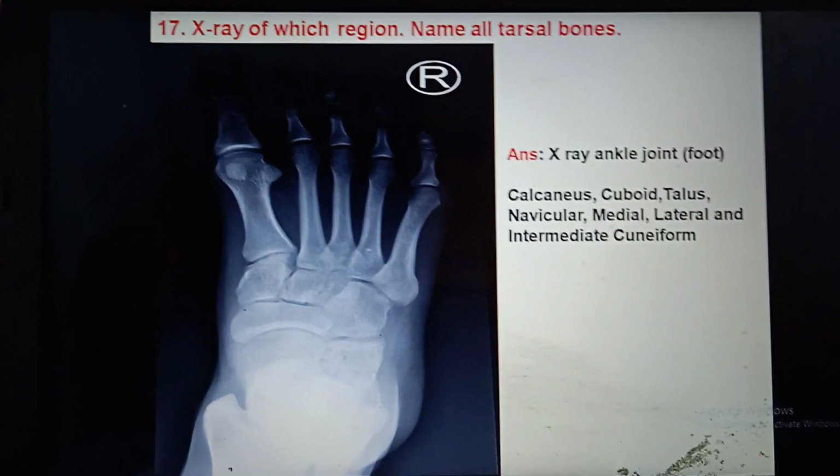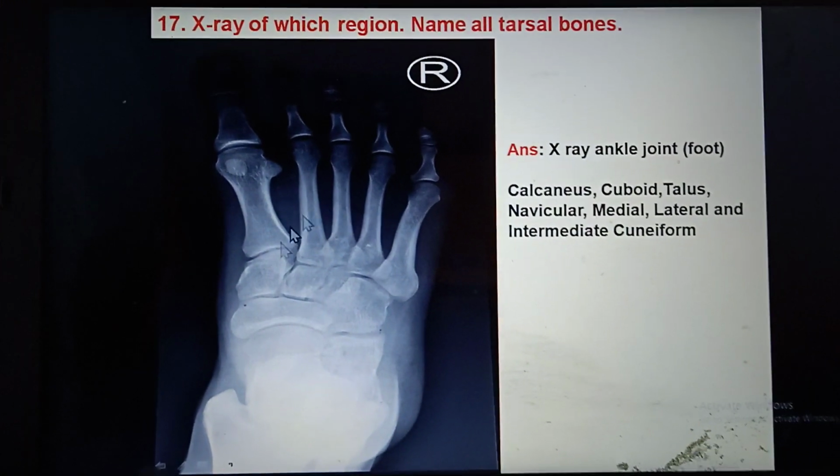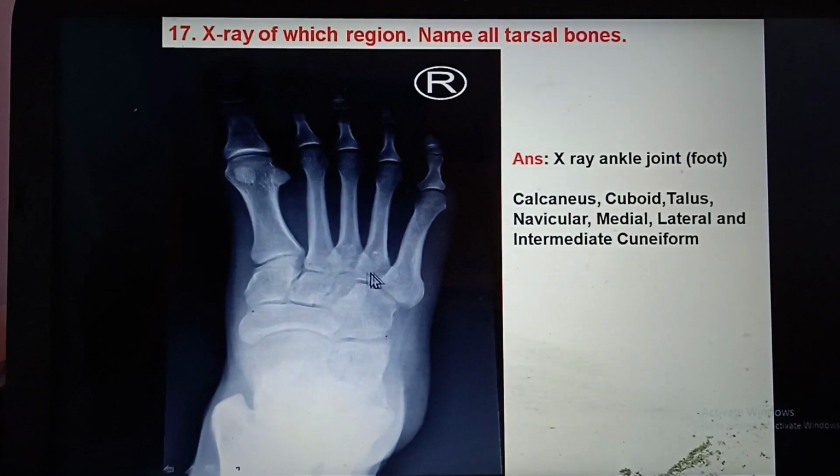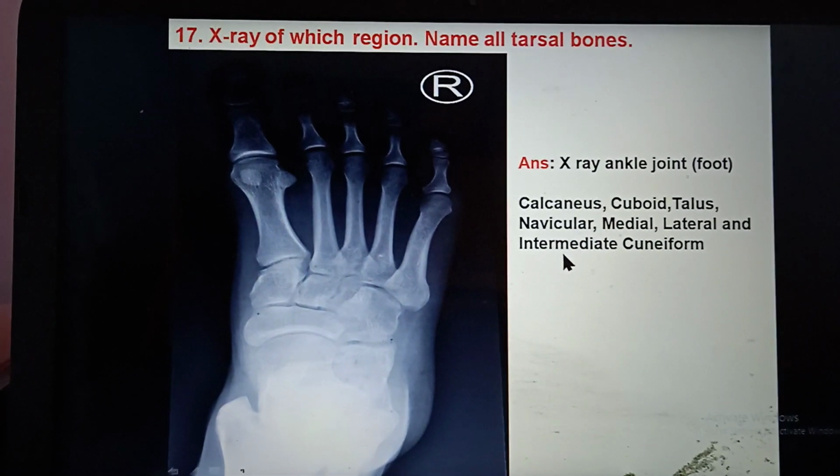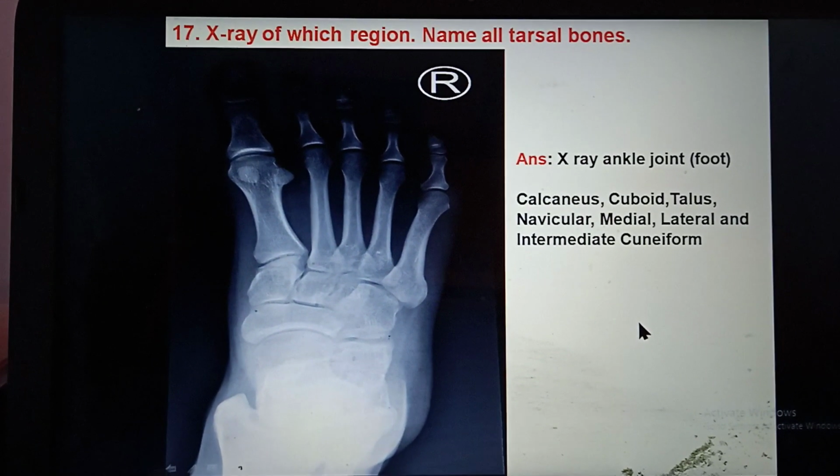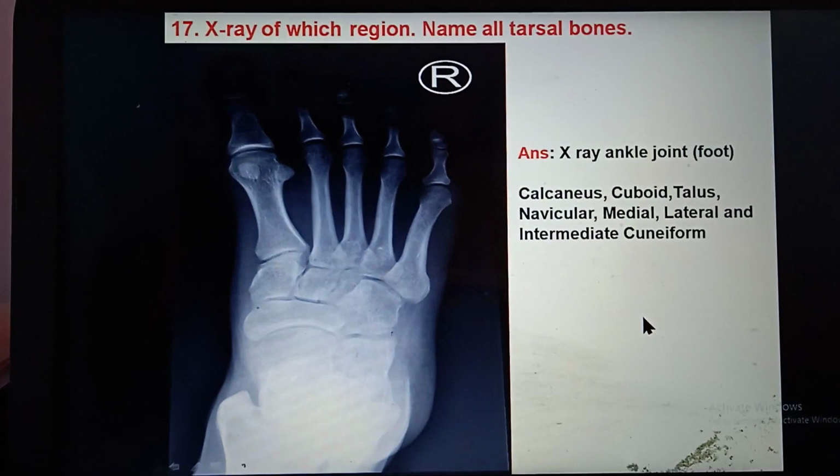X-ray of which region? Name all the tarsal bones. This is an X-ray of the ankle joint, axial foot, and the bones are calcaneus, cuboid, talus, navicular, and medial, lateral and intermediate cuneiform.